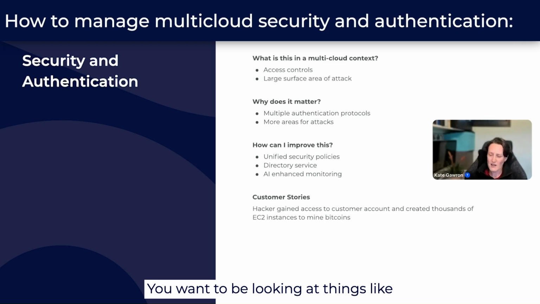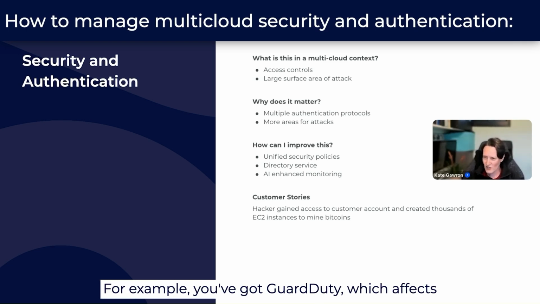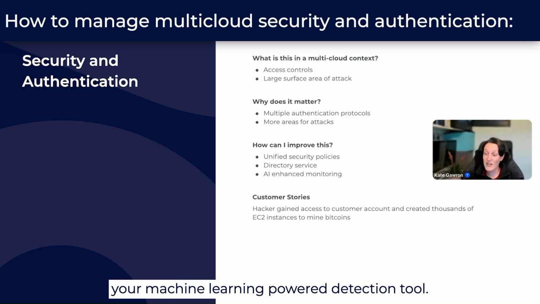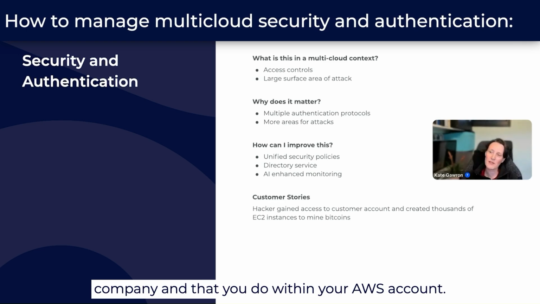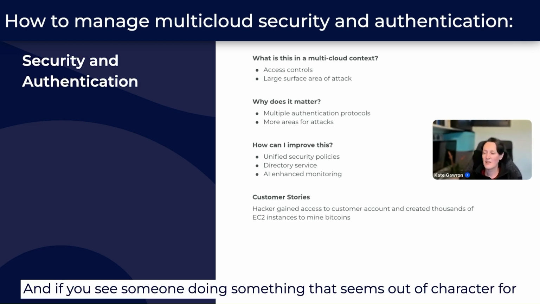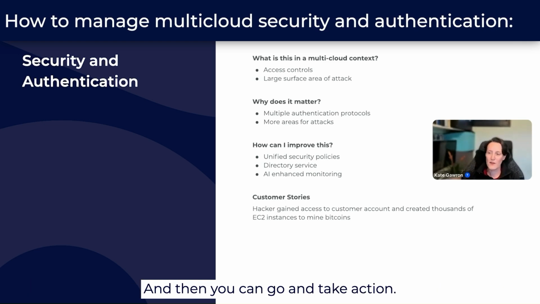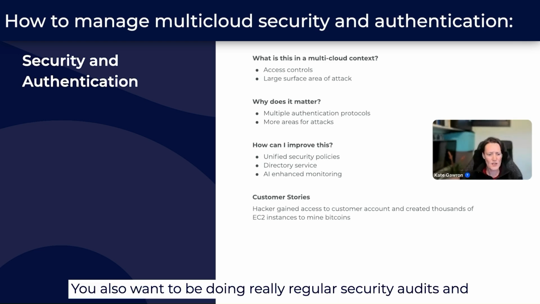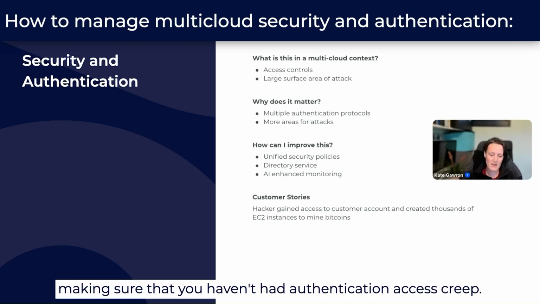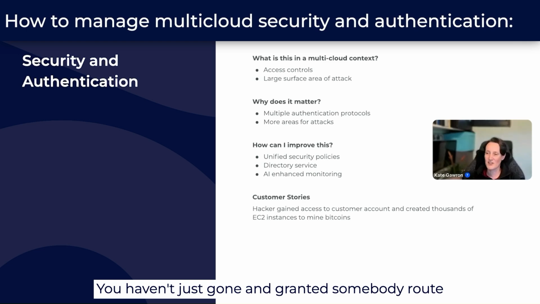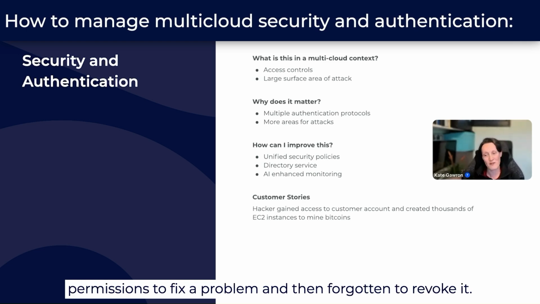You want to be looking at things like advanced threat detection. Within AWS, for example, you've got GuardDuty, which is effectively a machine learning powered detection tool. It monitors your account. It knows the kind of things that you do as a company within your AWS account. And if it sees someone doing something that seems out of character for your company and for how you use AWS, it will generate an alert, and then you can go and take action. You also want to be doing really regular security audits and making sure that you haven't had authentication and access creep. You haven't just gone and granted somebody root permissions to fix a problem and then forgotten to revoke it.